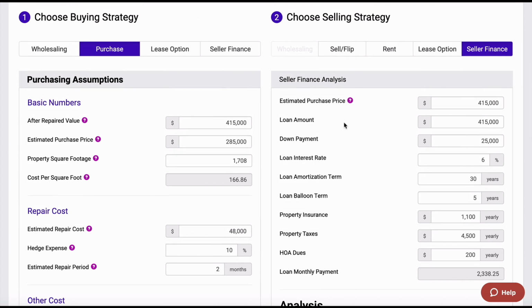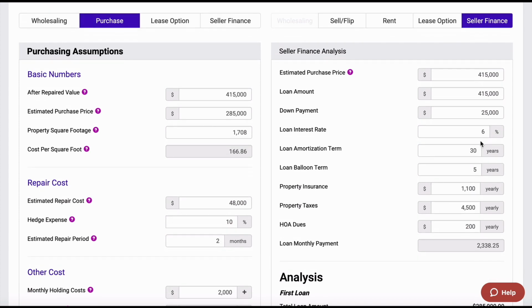And that's the strategy I'm going to use, or that's the vehicle I'm going to use over here to make money with. So estimated purchase price is going to be 415. Loan amount's going to be 415. Anytime I sell or finance a property, and especially after I've fixed it up, it's going to be full price, if not a little bit more, because we are actually financing it for the buyer. Down payment in this example is $25,000 at 6% interest. We're going to amortize this over 30 years to keep that payment pretty much like a normal loan you would get at Bank of America, Wells Fargo, and so forth.